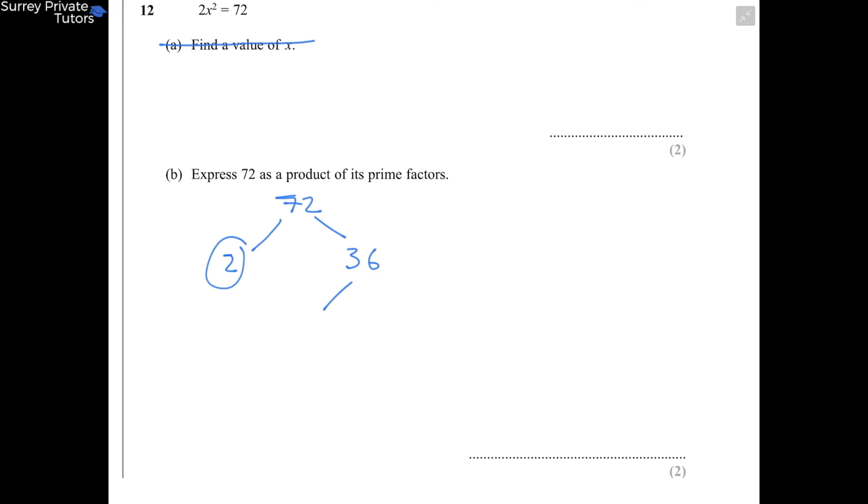Again, we can halve it, and you get 2 times 18. 2 is a prime number, so you can circle that. 18 can be split into 2 times 9. Again, circle the 2. And then 9 can be split up, not in half, but as you can see, 9 is also equal to 3 times 3. So you can split that up into 3 and another 3.